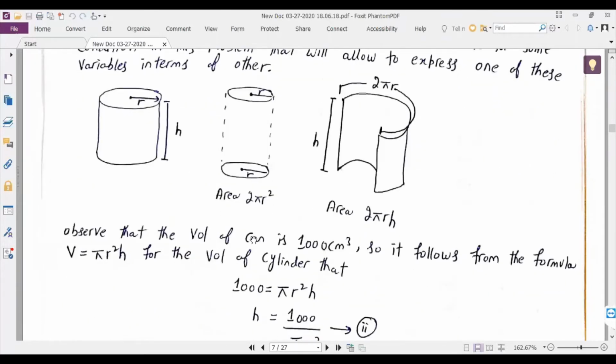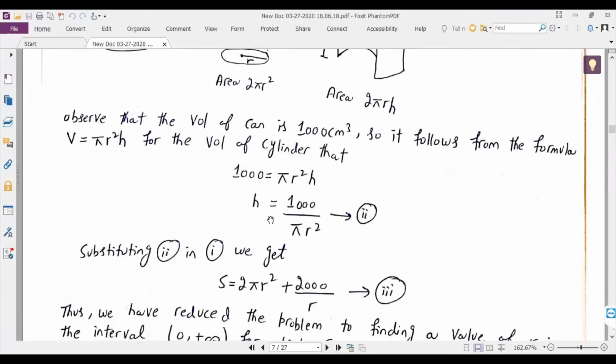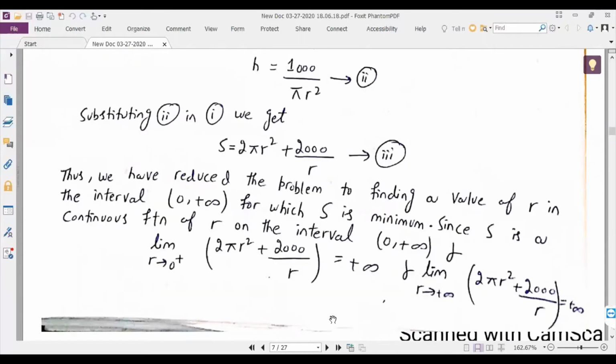Observe that the volume of the can is 1 liter, so it's 1000 cubic centimeters. So it follows from the formula that V equals pi r square h equals 1000. So we can write H in terms of R. Substituting the value of H in equation 1, we get S equals 2 pi R square plus 2000 by R. This is our equation 3. So we have reduced the problem to finding a value of the radius in the interval 0 to infinity for which S is minimum.